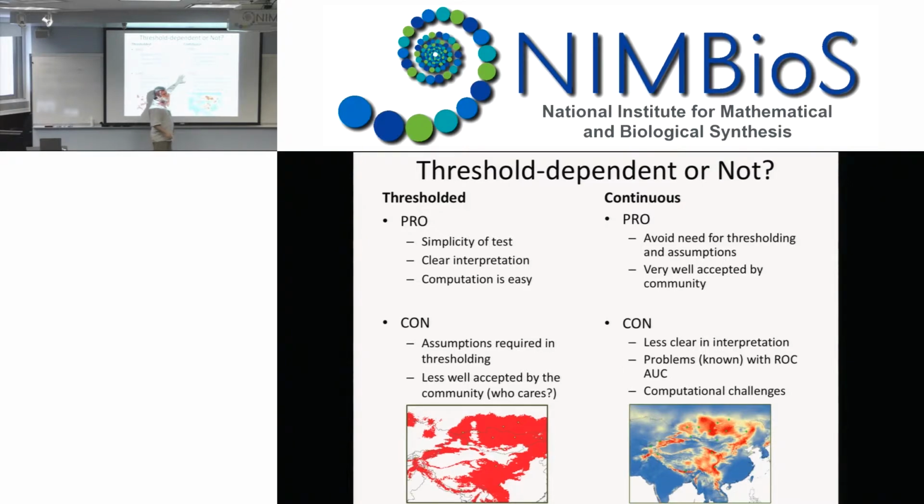Now, the arguments against are that the interpretation is tougher. We know we have huge problems with ROC AUC. The community doesn't care, but they should. And the computation is a bit more difficult. If you read that 2008 paper that Mona and I were authors on, where we proposed the partial ROC, we did the computations of the areas under the curve by hand, right? So that was a pain in the butt.